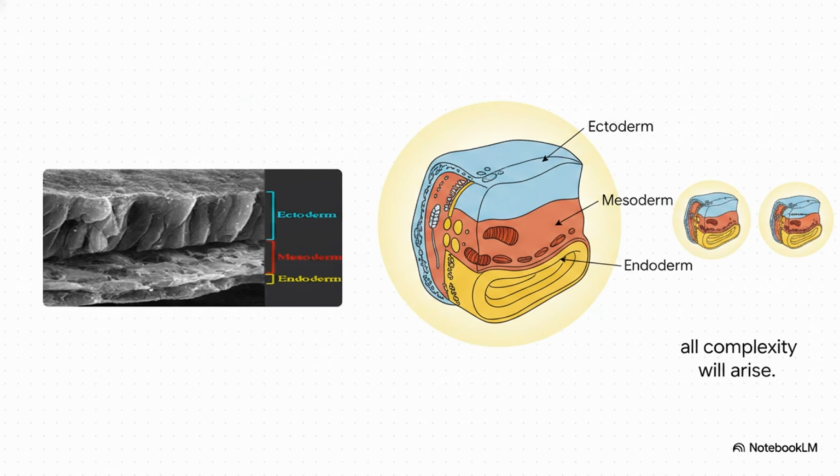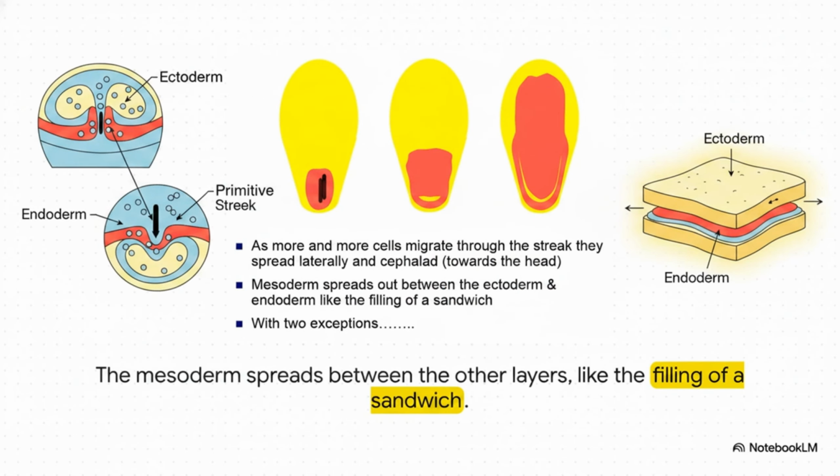And here's what we get as a result. 3 distinct layers, all stacked together. You have the outer ectoderm, the middle mesoderm, and the inner endoderm. This 3-layered, or trilaminar, structure is the fundamental blueprint that the entire body is going to develop from. It's all right here. As more and more cells keep migrating through that primitive streak, they start to spread out.